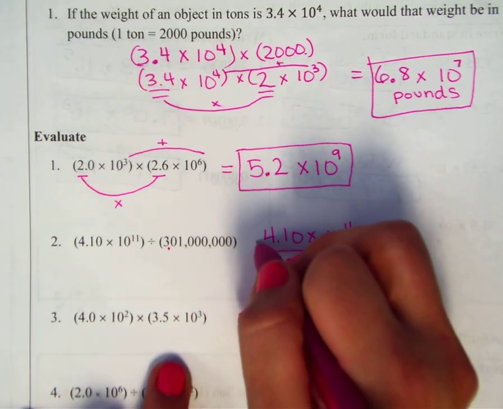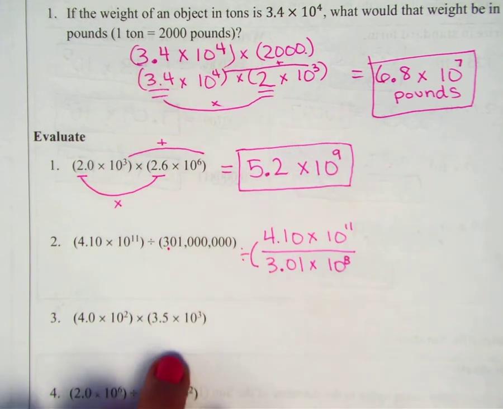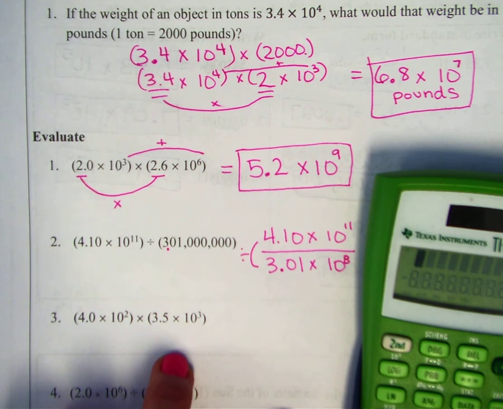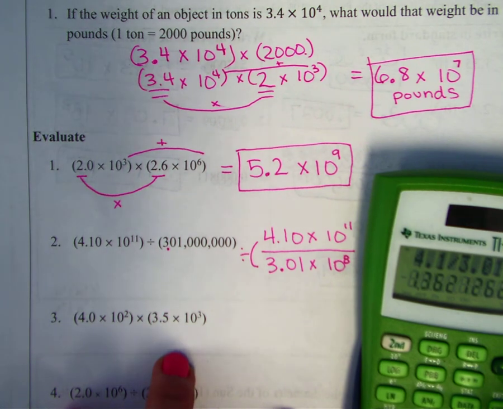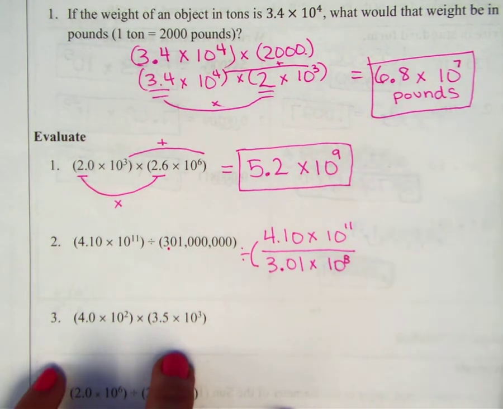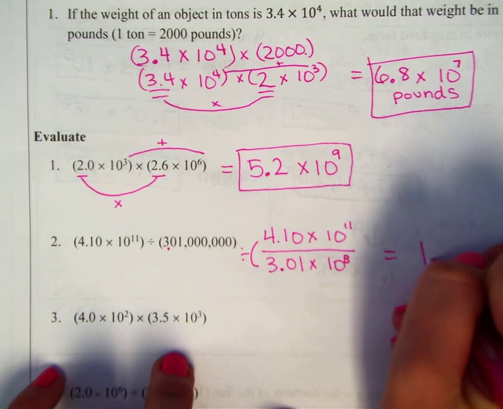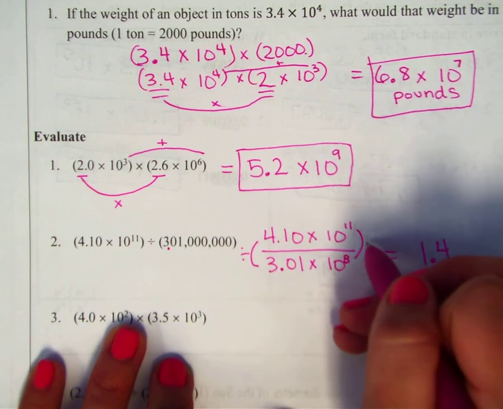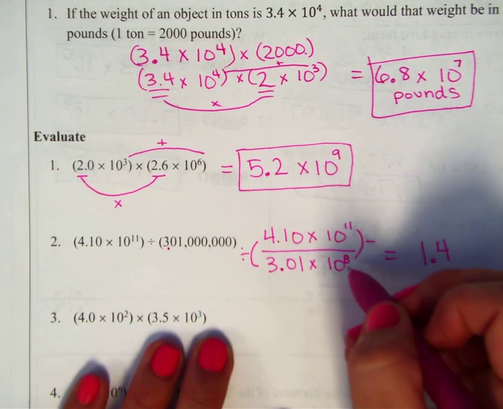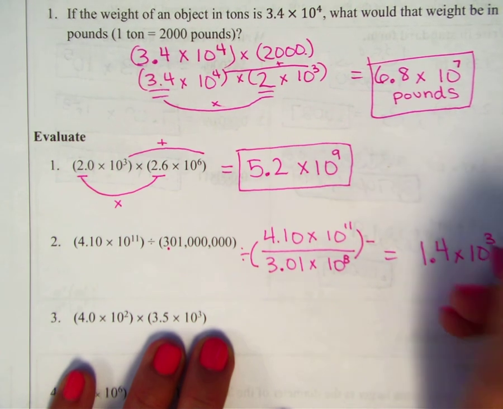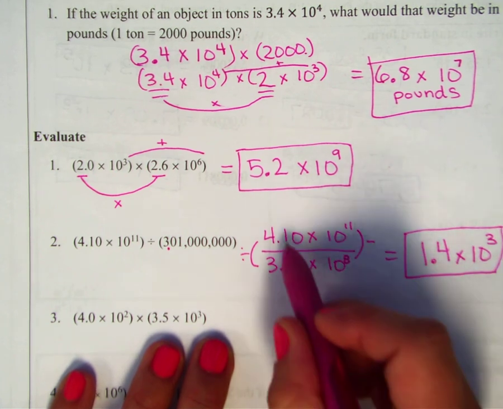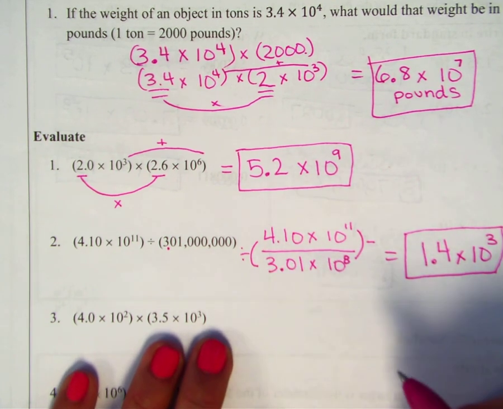For division, I want to look first at the coefficients and divide those. Well, I don't know what 4.1 divided by 3.01 is, so I'm going to use my calculator. I do need it on this one. 4.1 divided by 3.01 would give me not a very nice decimal, so we'll round that to about 1.4, roughly. And when we are dividing, if the base is the same, we subtract the exponents. So 11 minus 8 would be 10 to the 3rd power. That is our answer. We did need the calculator a little bit for dividing, but we didn't type everything into our calculator.